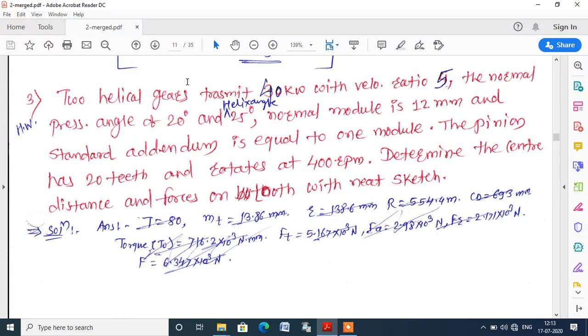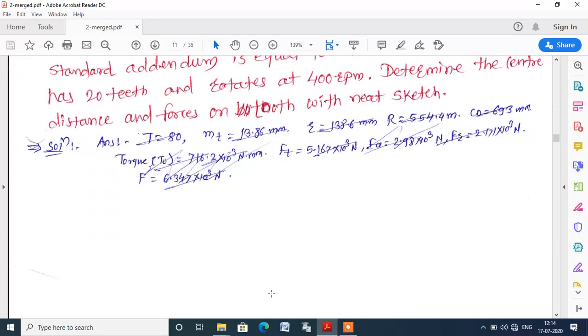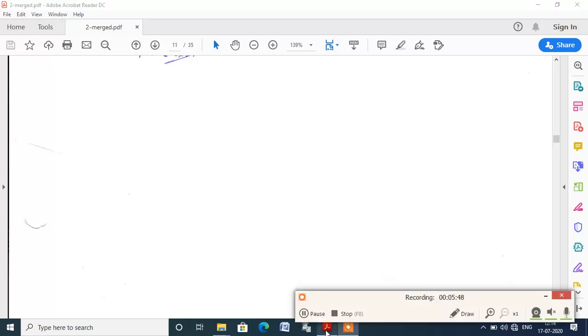Now this is for your homework. Write down this question. Two helical gears transmit 40 kilowatt with a velocity ratio of 5. The normal pressure angle is 20 degree and the helix angle is 25 degree. Normal module is 12 mm and the standard addendum is equal to 1 module. The pinion has 20 teeth and rotates at 400 rpm. Determine the center distance and forces on the tooth with a neat sketch. So this is for homework. You just do it.